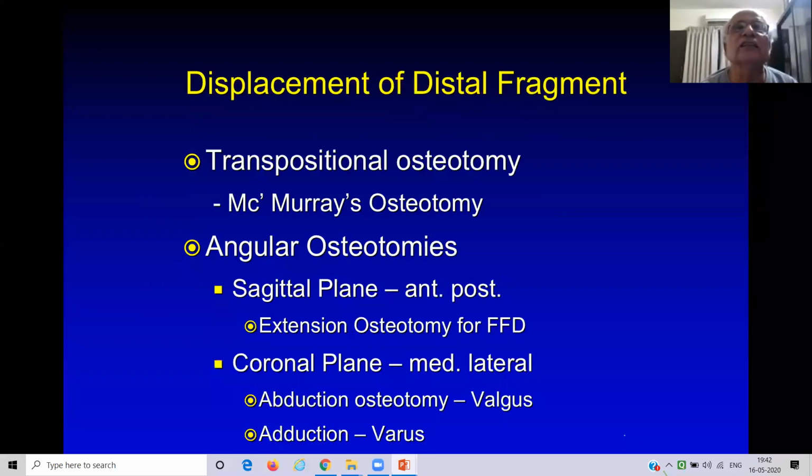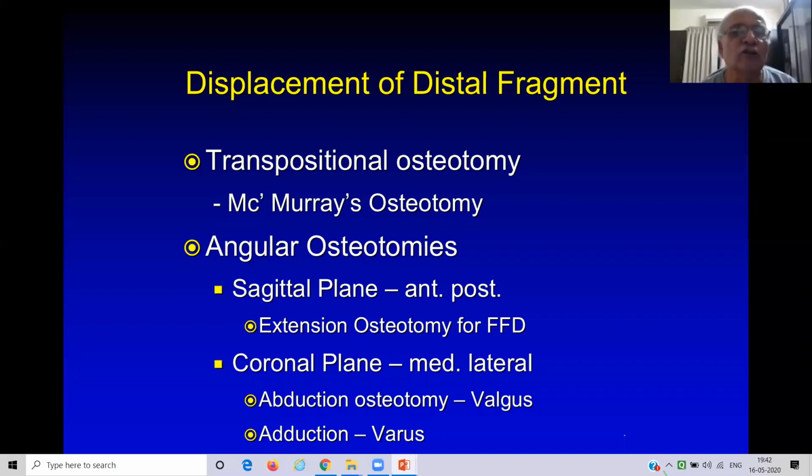So first is the displacement of the distal fragment. There are different types of osteotomies for the displacement of the distal fragment. First is called transposition. So you cut it and reposition it wherever you want. You are not going to take out any wedge. You are not going to do anything else. It is only a transpositional osteotomy. McMurray was an intertrochanteric oblique transposition osteotomy. So that is a McMurray osteotomy.